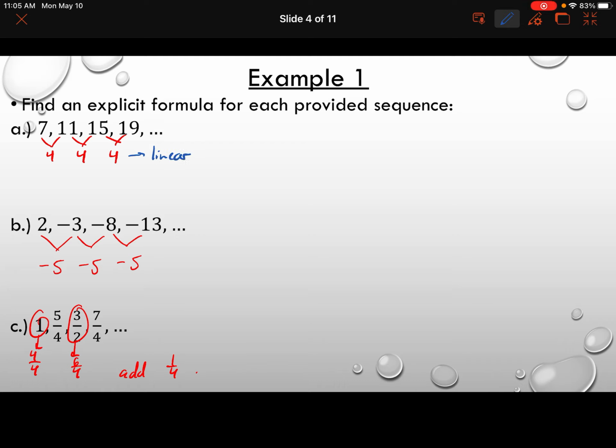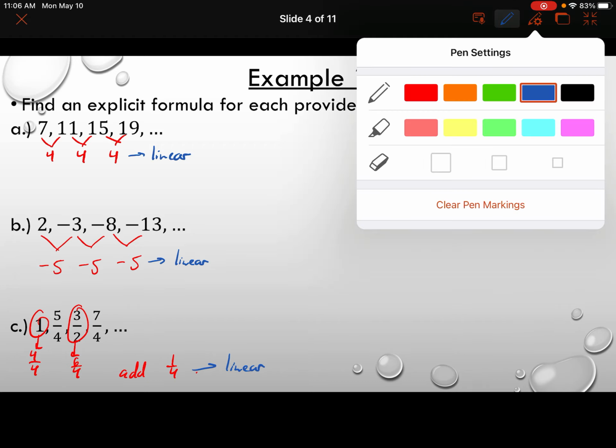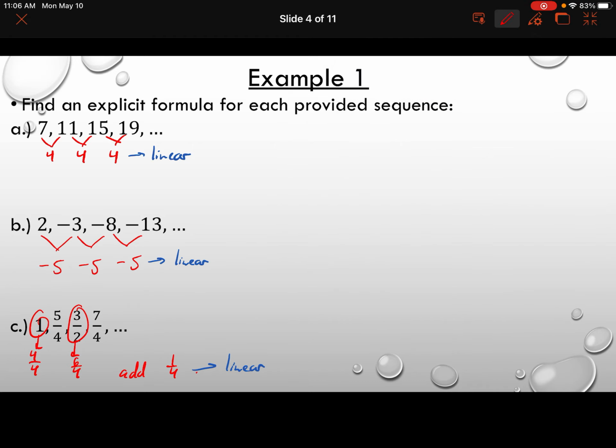Whenever you have a difference that is the same between each term, that means you have a linear formula or linear equation. So the same thing happens with B, and the same thing happens with C, okay? So whenever your differences are the same, so here our difference is always 4, here our difference is always negative 5, and here our difference is always 1/4. That means your formula is going to be linear. So it just so happens these are the formulas that you end up with.